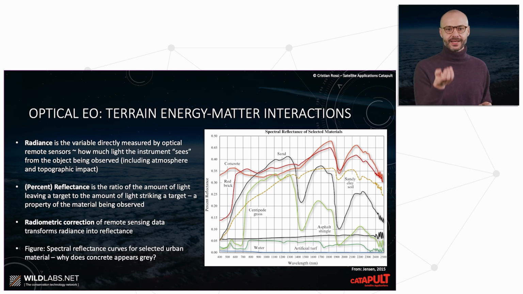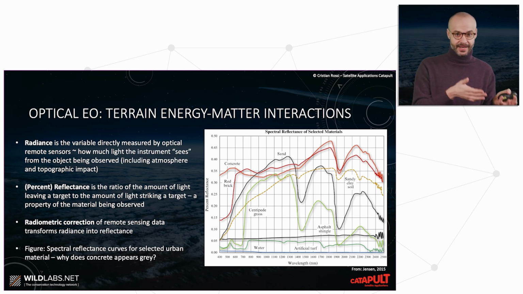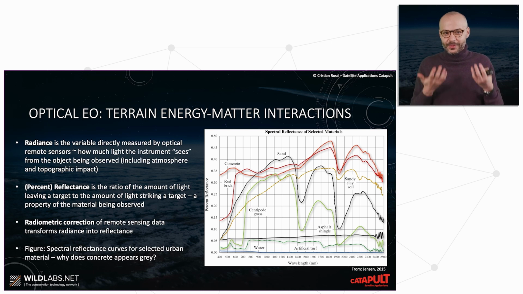If you look at the red brick, which is the next curve, we see how the weighting of the blue and the green is much lower than the red, which is very high. So we have this sort of uptrend. That's why the brick is red. That's why we see it red. So we can actually explain what we see in our environment just by studying the electromagnetic spectrum.